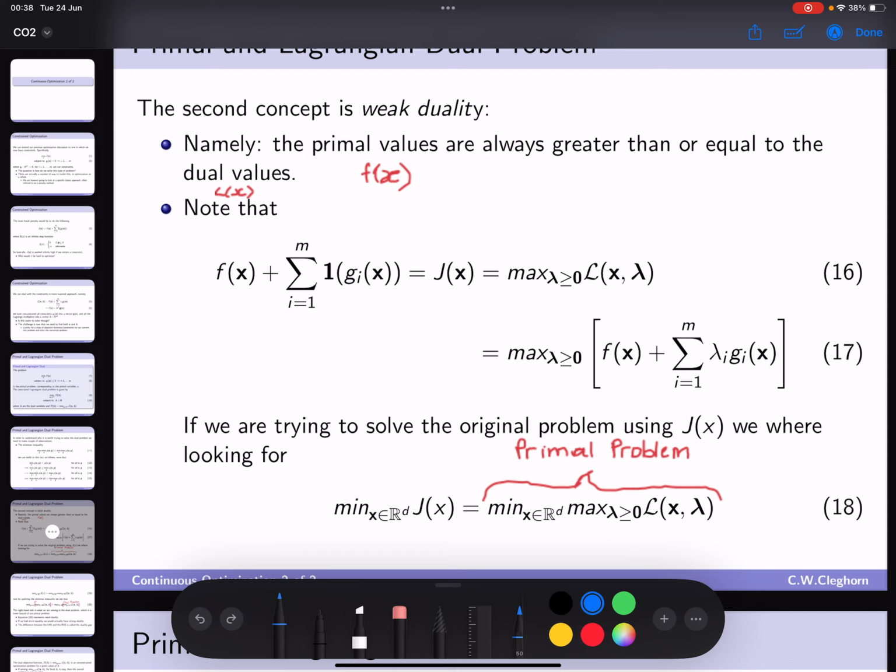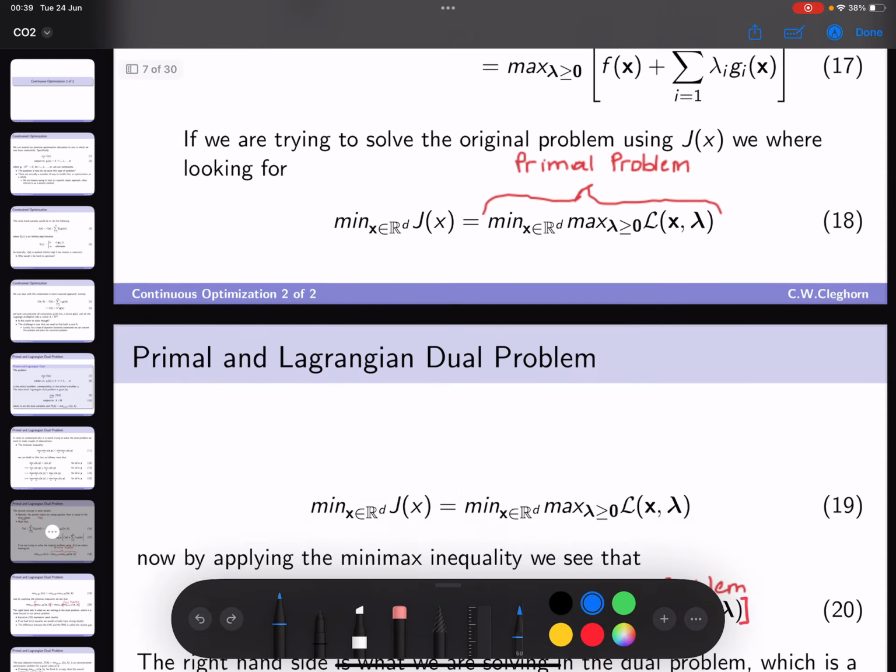So if we are trying to solve the original problem using j, then we were looking for this term here on the right, where we take our Lagrangian, we maximize over the lambdas, and then once we've constrained ourselves to the region of the input space of this function where L is as strict as possible on the constraints, where we know we don't violate any constraints, then we just find the minimum point within that region. That corresponds to our primal problem, and we know that that was a little bit too strict and is really, really difficult to optimize.